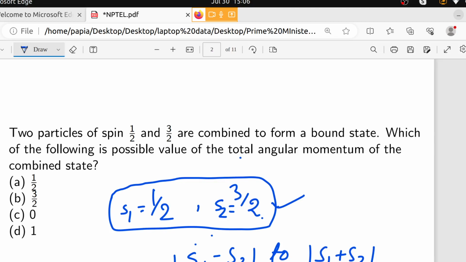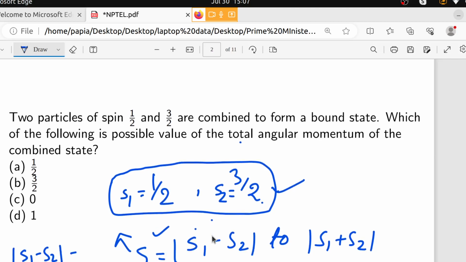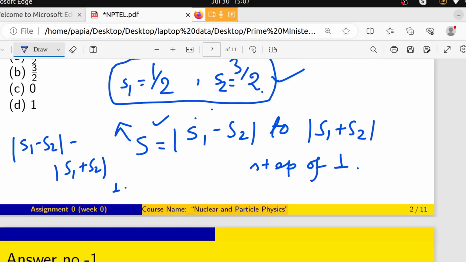So this is the main takeaway message from that question. So what is the answer right now? Basically they are asking for the capital S. So capital S will be what? It has the value mod of S1 minus S2 to mod of S1 plus S2 in steps of 1. So if I just calculate a little bit, then you can see that the capital S can have the value.